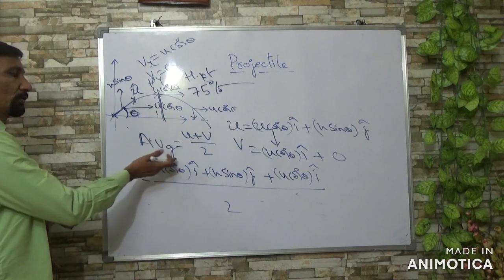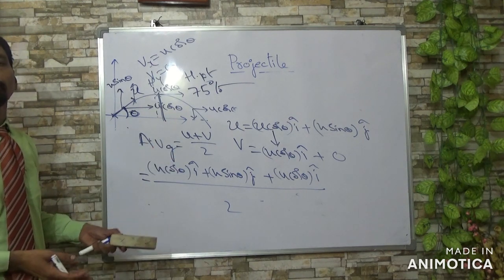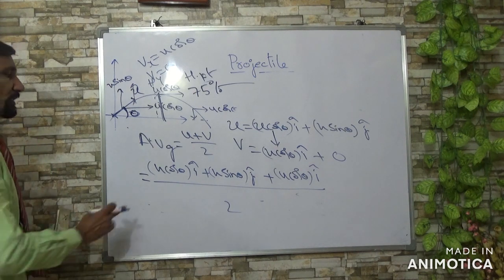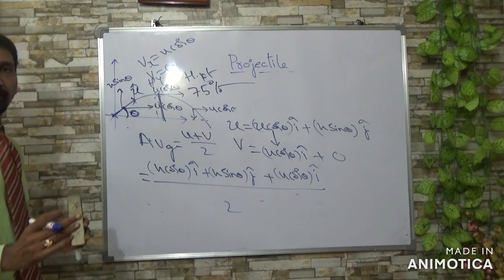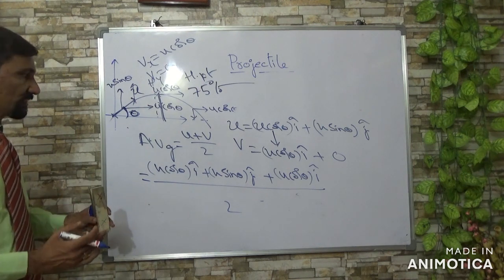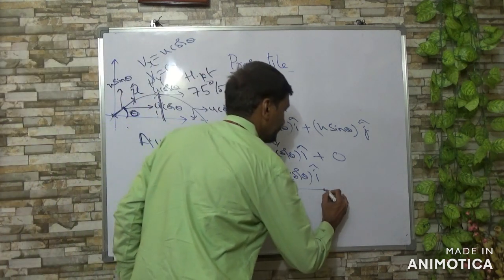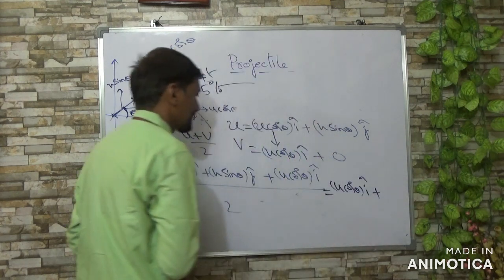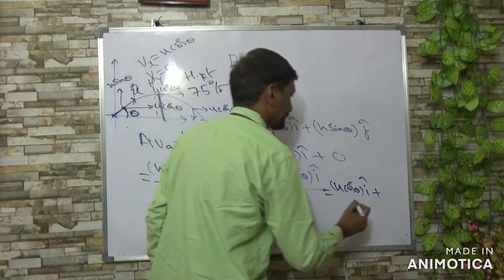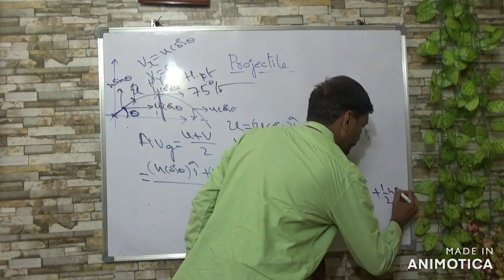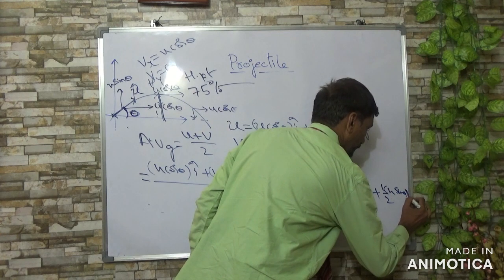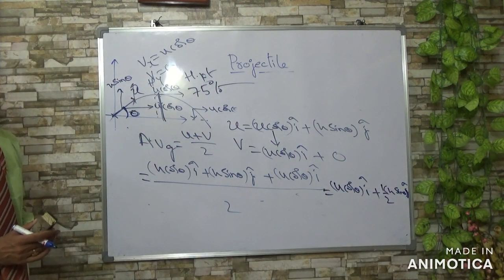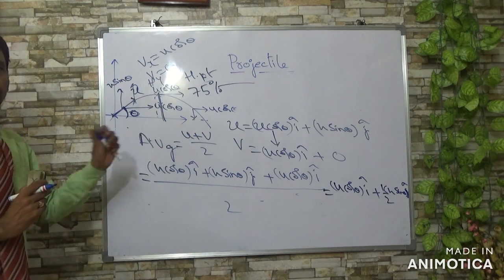So once you know the average velocity in vector form, you know how to find its magnitude, right? So u cos theta added, it will become 2u cos theta i, so u cos theta into i plus half u sin theta into j. Once you know the vector, you can find its magnitude. So that is the second model.